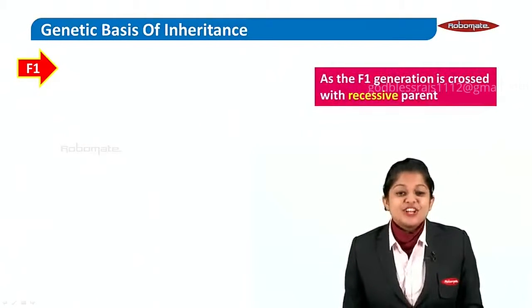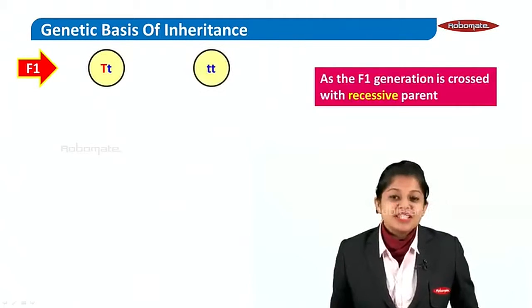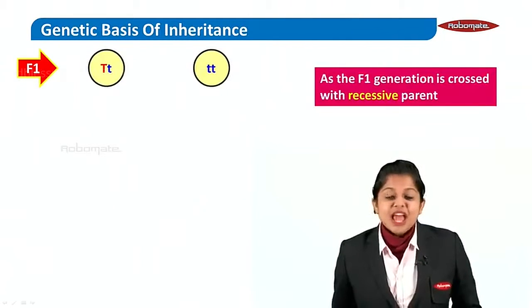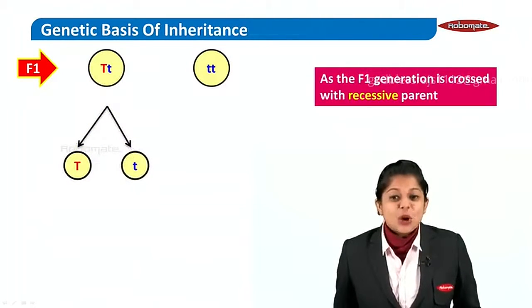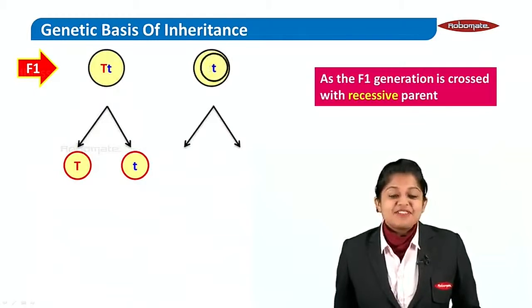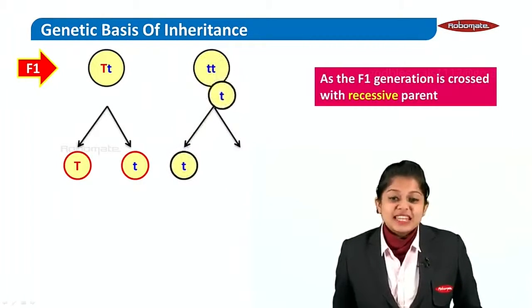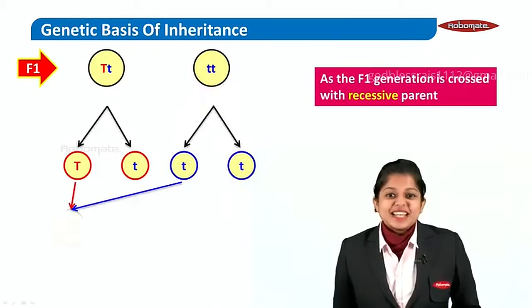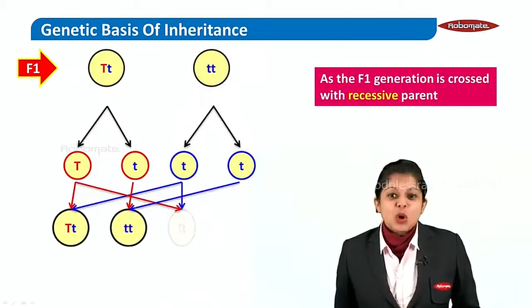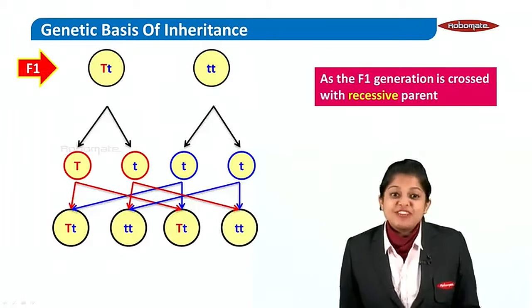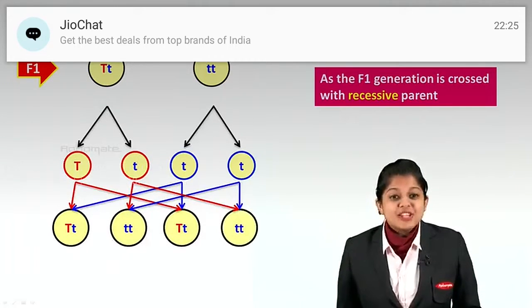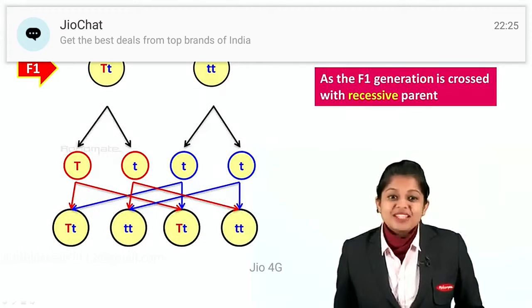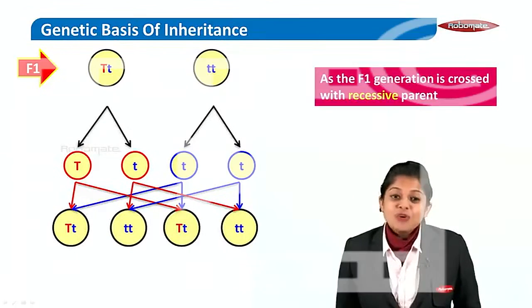As the F1 generation is crossed with its recessive parent, this is what we are going to observe. Our F1 hybrid gives rise to two types of gametes, that is a dominant allele as well as a recessive allele, whereas our dwarf recessive gives rise to only one kind of allele, that is the recessive allele. Now these further give rise to combinations where we see 50-50% combinations. We have half the offspring with the heterozygous dominant pair, whereas we have the other half with the homozygous recessive trait.